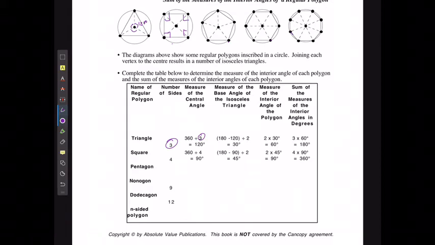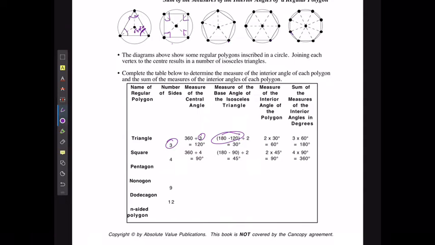And if I take the 180 for the triangle I've created here, minus that 120 and divided by 2, then I'm going to get what this isosceles triangle is, which is going to state that this small angle in here is going to be 30 degrees, same as this one. And then I'm going to double it again to get what the entire interior angle is, which is going to be 60 degrees. If I add up all 3 of these 60-degree angles, it's going to give me 180 degrees.